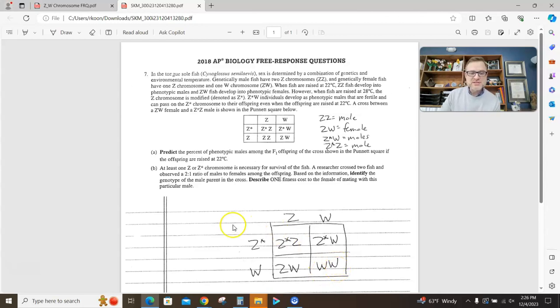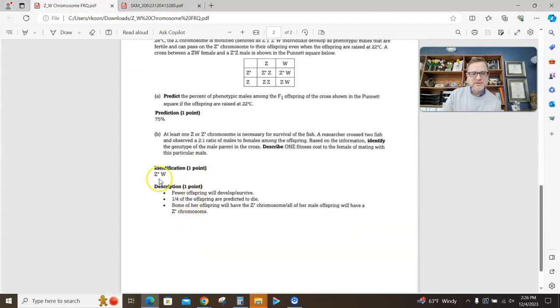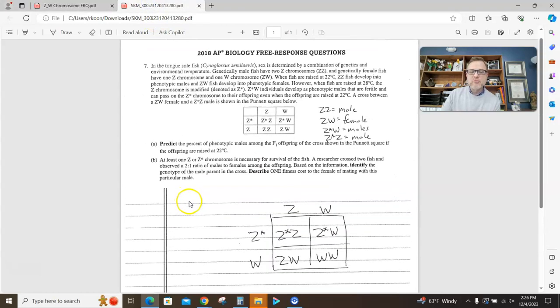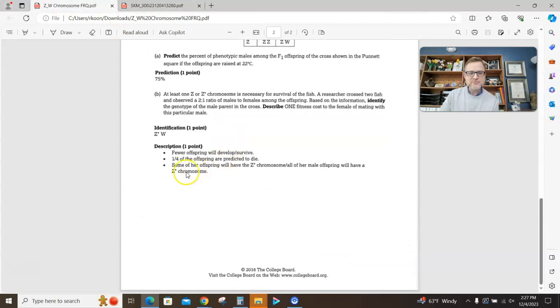So the question says, what is the male? So look at my Punnett square. The male, going back to the rubric, the male is Z star W. This is the male. Now, what's the fitness cost? Well, fitness is a measure of your reproductive success. So a fitness cost would mean you have reduced success reproducing. In this case, she has fish who are dying. So looking at the rubric, fewer offspring survive. That's all you have to say.